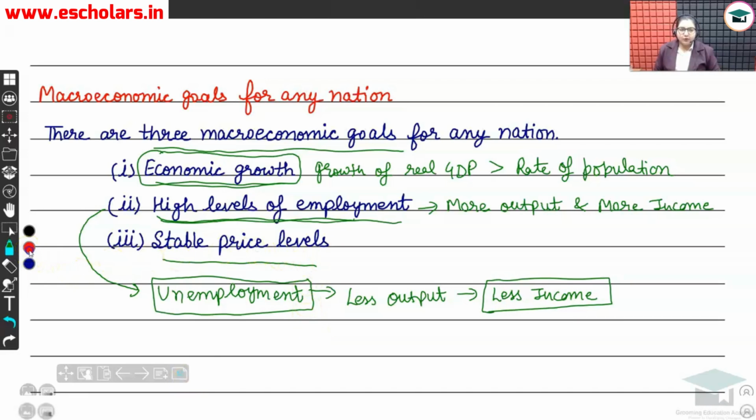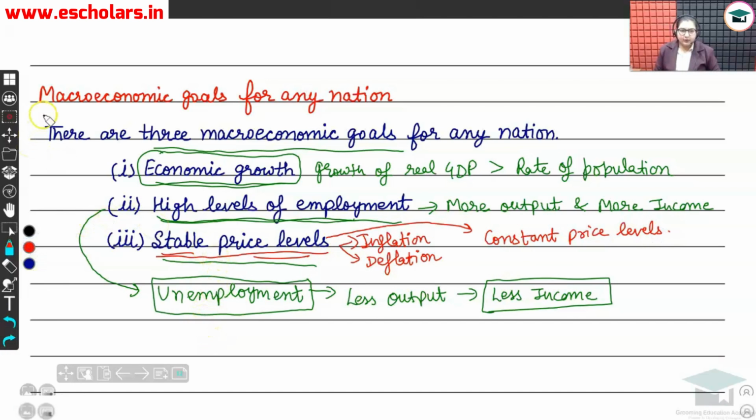Okay, and also the country wants to achieve stable price levels. As all of us know, inflation and deflation both are not good for the economy, right? Neither inflation nor deflation is good for the economy. So every country wants to attain stable price levels, that is, constant price levels.